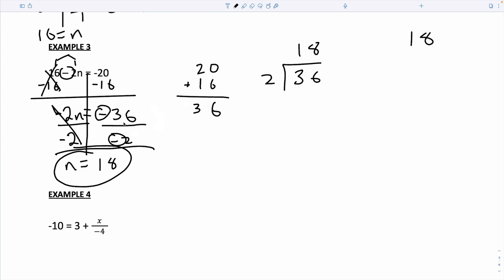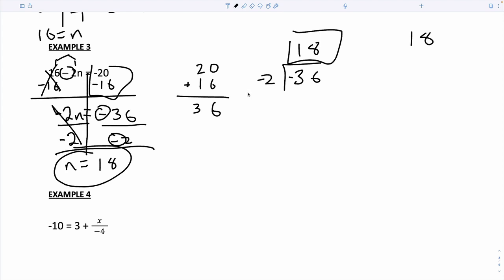Let's pause and think about it. A negative divided by a negative. Since 36 was originally negative and the 2 is originally negative, you're going to have 2 negatives. 2 negatives do make a positive. Same good, different bad when you multiply. Same good, different bad when you divide. Any more questions on that?